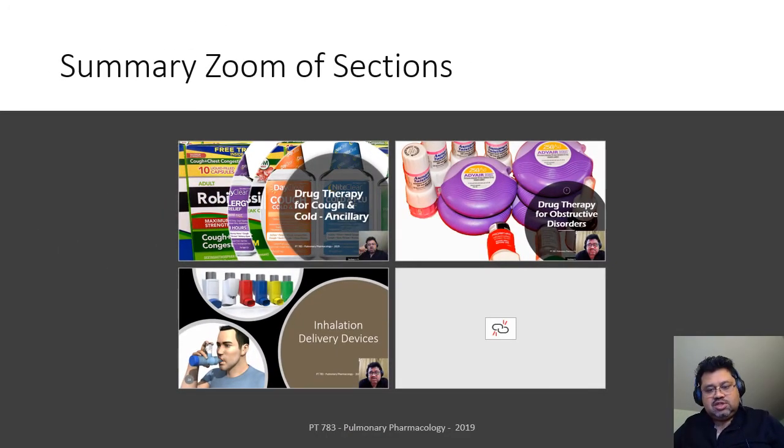So we'll study this under these three major headings: drug therapy for cough and cold, which are ancillary drug therapies, and then the two major conditions: drug therapy for obstructive diseases, and then some delivery devices, how these drugs can be delivered.